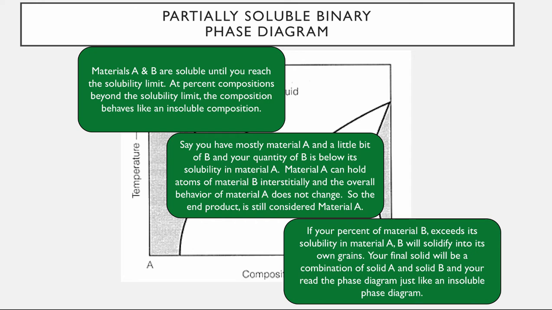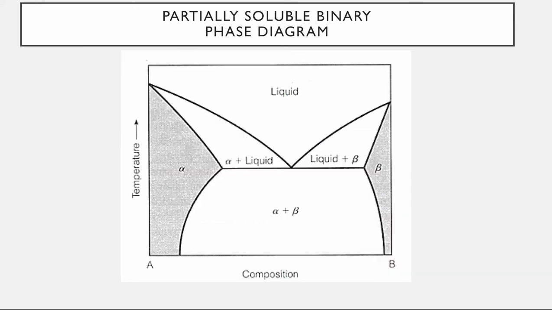So let's take a look at then the partially soluble diagram. So we still have our liquidus, and our solidus just changes a little bit, but we still have our solidus, and we still have a eutectic point. And now, if I have a material that is mostly A, and it starts solidifying, we can see that when we get all the way down below the solidus and we have a solid, we just consider it material A or material alpha. It's slightly changed from true A, but it's just holding a little bit of B interstitially, and so we treat it as if it's just the original material. Its properties are not changed.